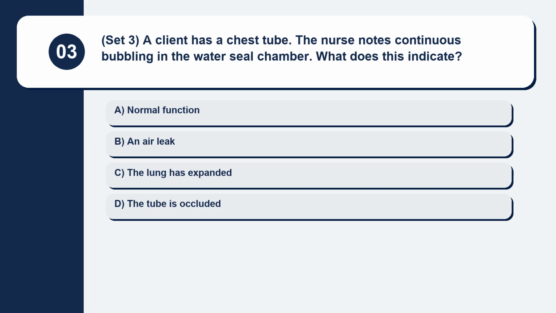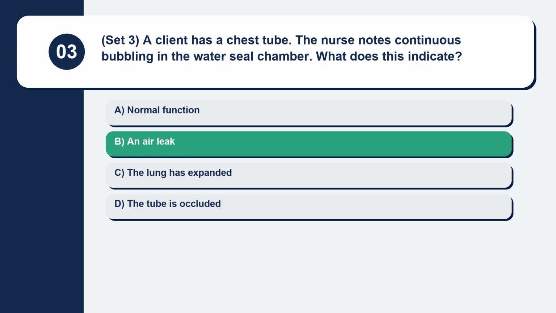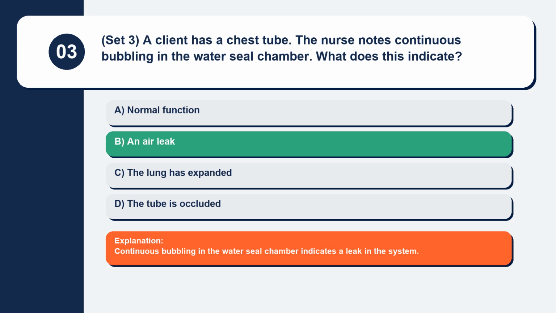Question 3. Set 3. A client has a chest tube. The nurse notes continuous bubbling in the water seal chamber. What does this indicate? Normal function. An air leak. The lung has expanded. The tube is occluded. Continuous bubbling in the water seal chamber indicates a leak in the system.